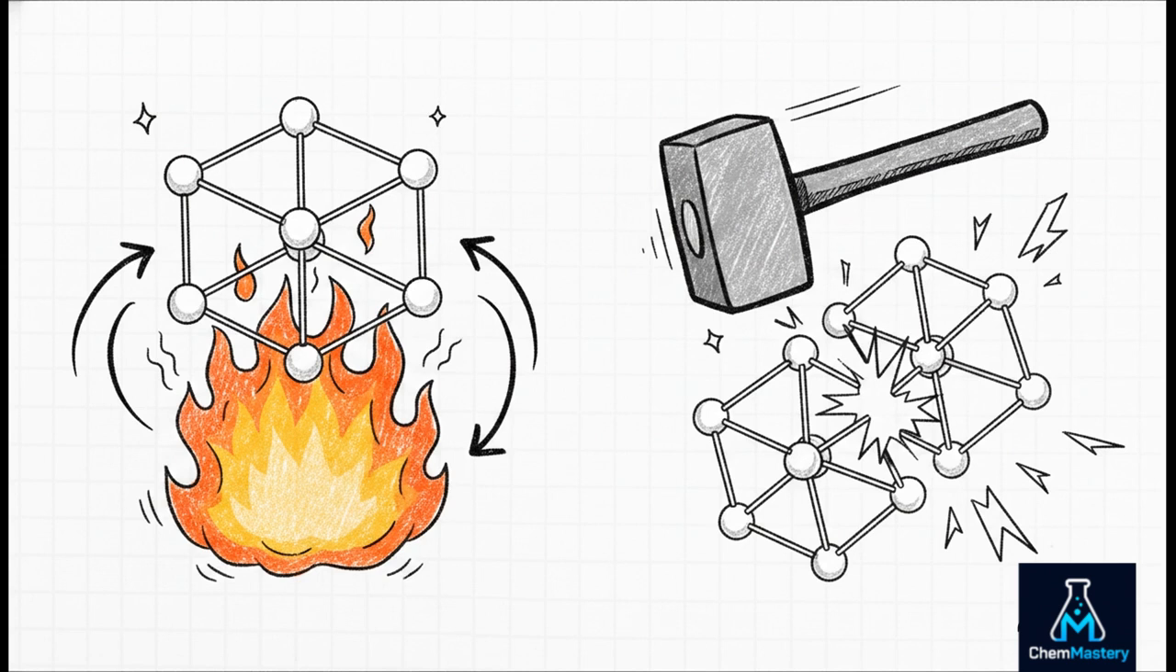This rigid nature also explains why these materials are usually so brittle. Think about it. If you hit a salt crystal hard enough, the layers shift, the identical charges suddenly align, they repel each other, and bam, the crystal shatters.